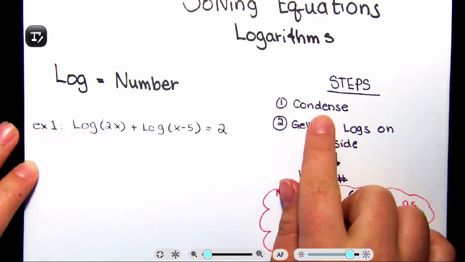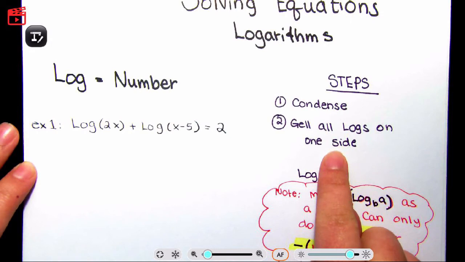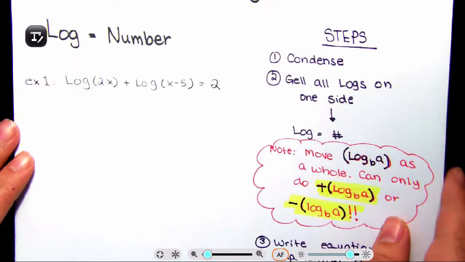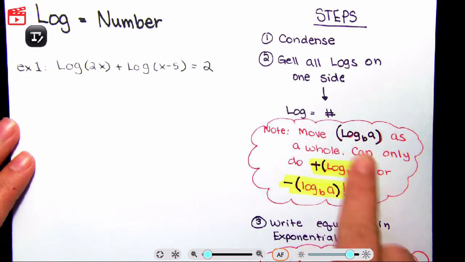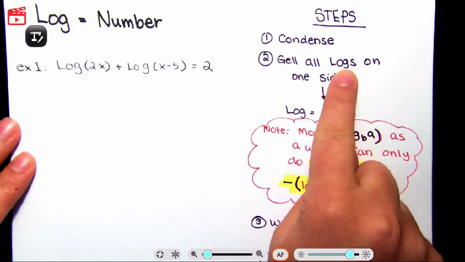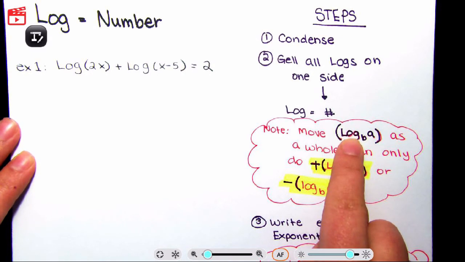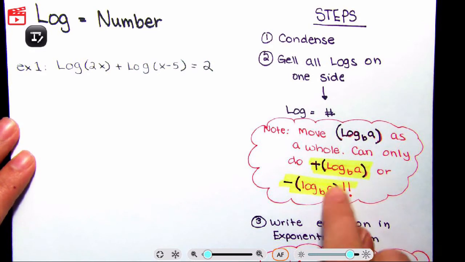So the first step is always to condense your logarithms together. The second step is to get all logs on one side. Now remember, a log is a value, so it's not like variables. You can't just move the log and keep the rest. The only way that you can get all logs on the same side is if you add or subtract. What I recommend is putting that log base b of a in a bubble and adding and subtracting all of the bubbles. So keep that in mind. Don't be dividing, don't be multiplying, just add and subtract.